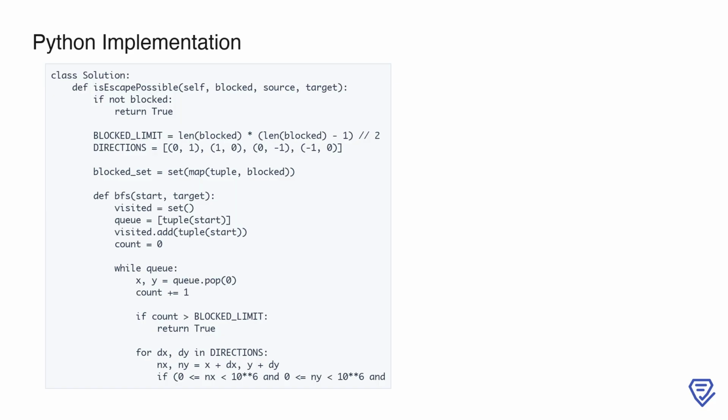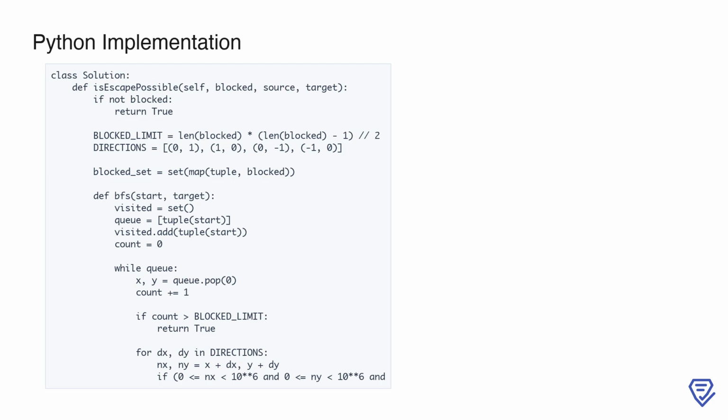Here, we begin implementing the solution to determine if it's possible to escape the large maze. We start by defining a class called Solution, and its method is escapePossible, which takes 3 parameters: the list of blocked cells, the source position, and the target position. The first thing we check is whether the blocked list is empty. If it is, escaping is always possible, so we return true immediately.